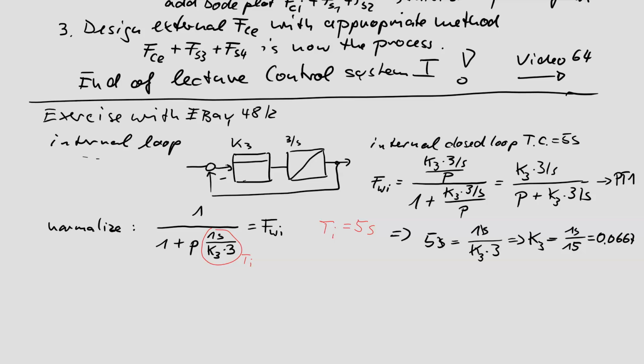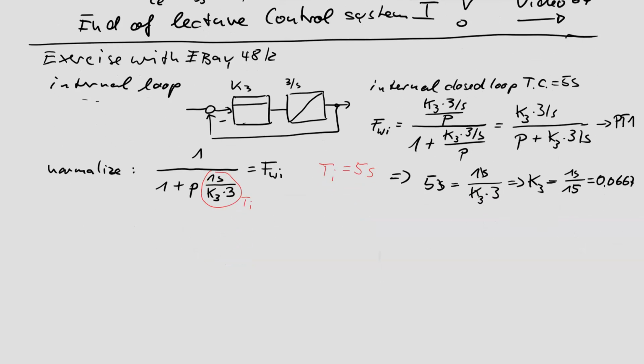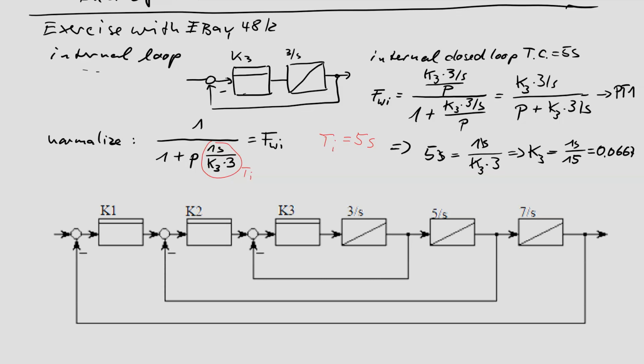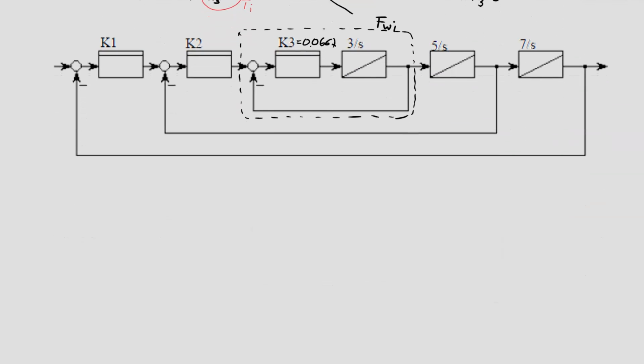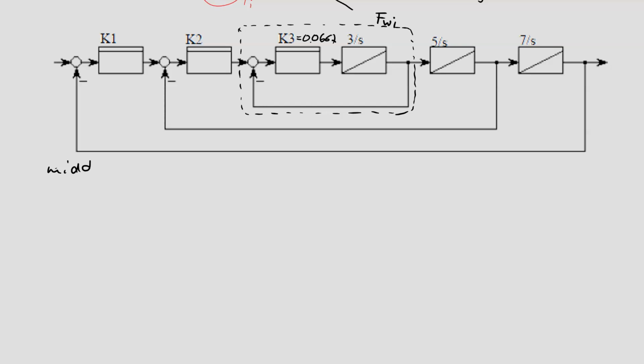If we look at our system, we can say, okay, let's copy this picture and make some drawings in it. We can say K3 is now 0.0667, and this part here is our FWI, which we have calculated here, so that we now can start with the middle loop. The middle loop needs the calculation of K2. K2 is a P controller. I just draw this in a new situation.